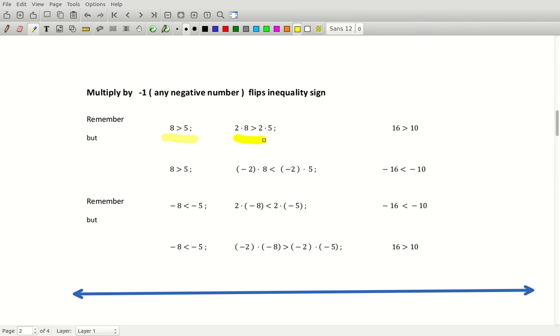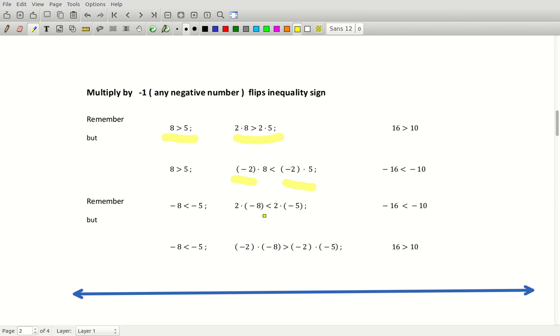If I multiply by 2, I obtain 16 greater than 10. This is a correct inequality. But if I multiply by minus 2, I have to remember to flip the inequality sign, because minus 16 is less than minus 10. Again, also here, minus 8 is less than minus 5.